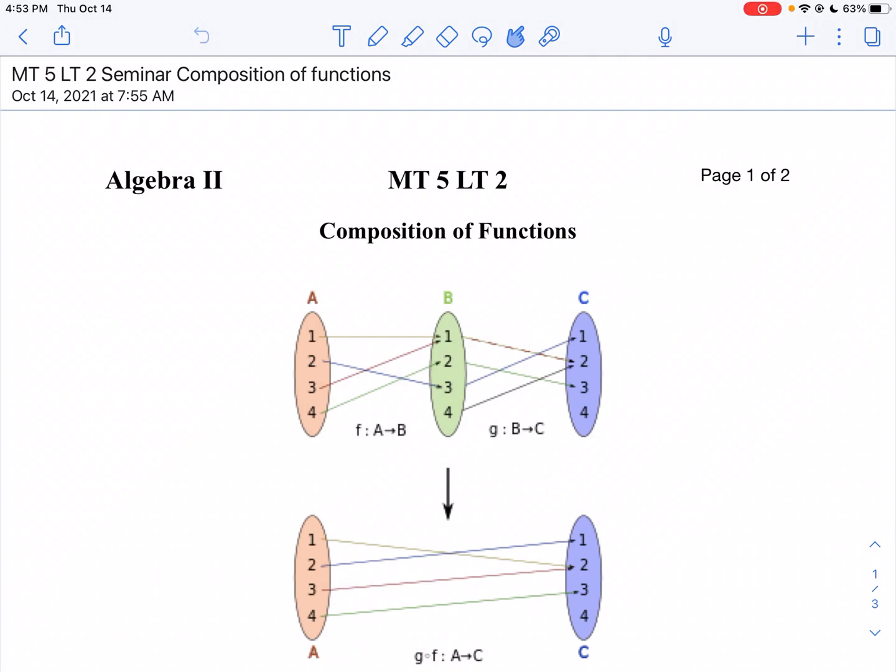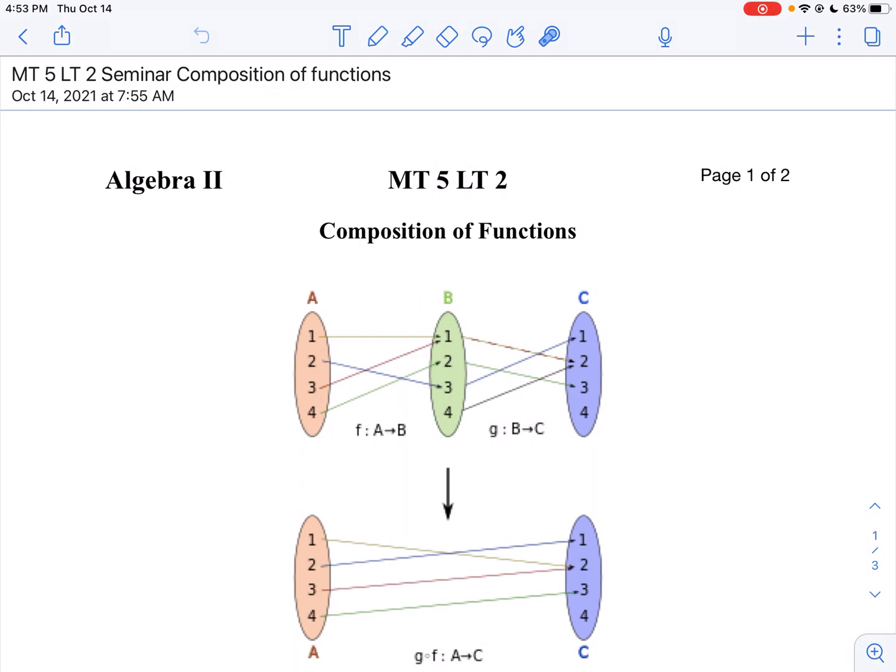Hello, in this lesson I want you to perform compositions of functions and I want you to apply compositions of functions. Your vocabulary is composition of functions. A composition of function just means I'm going to take a function of another function.